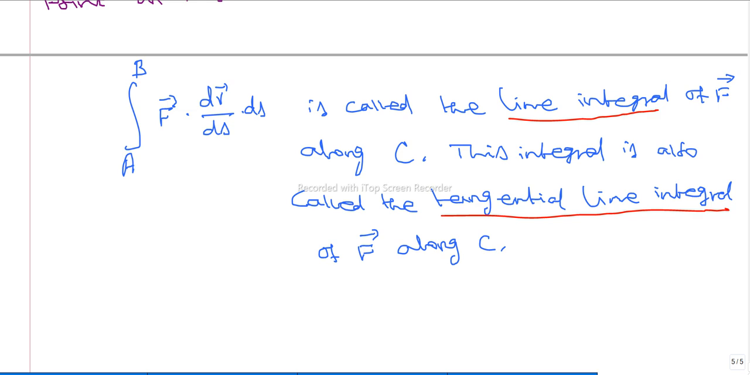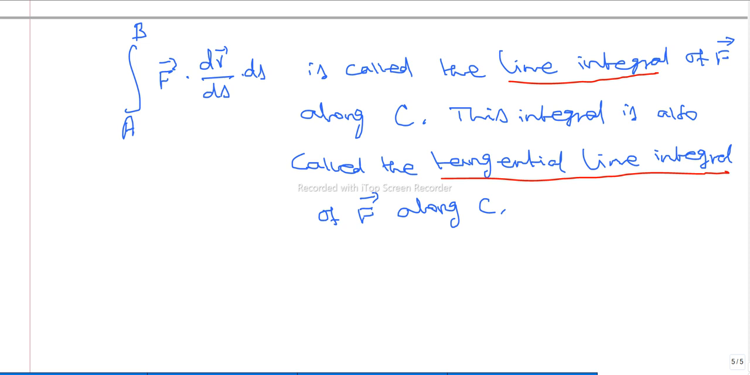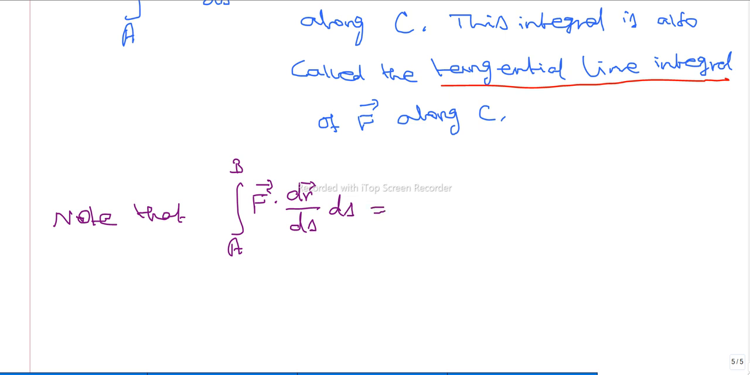Note that if you cancel this ds, it is simply f dot dr over the curve. So the integral a to b of f vector dot dr by ds into ds is nothing but the integral a to b of f dot dr vector. This is the line integral.